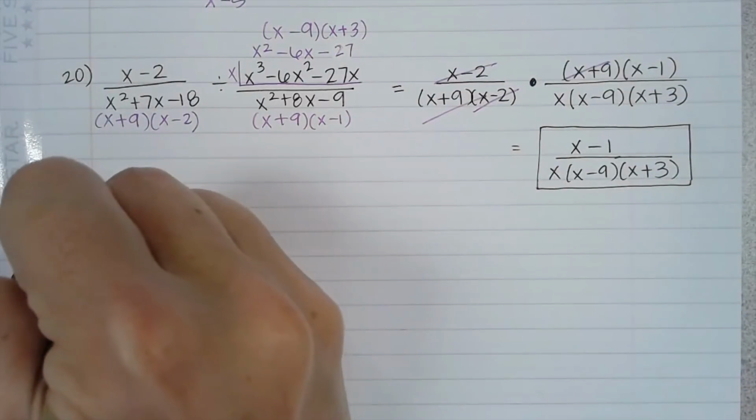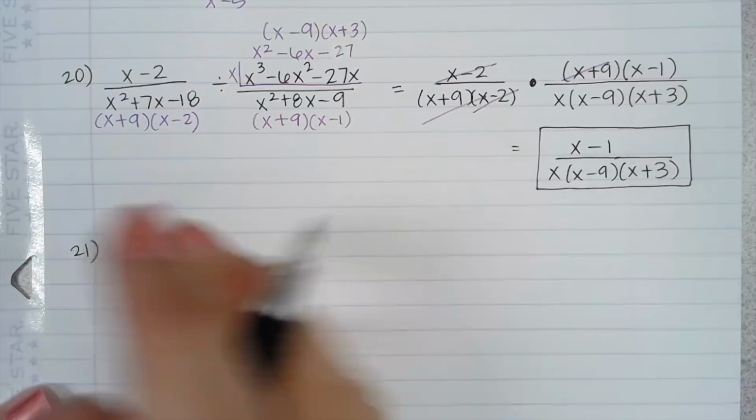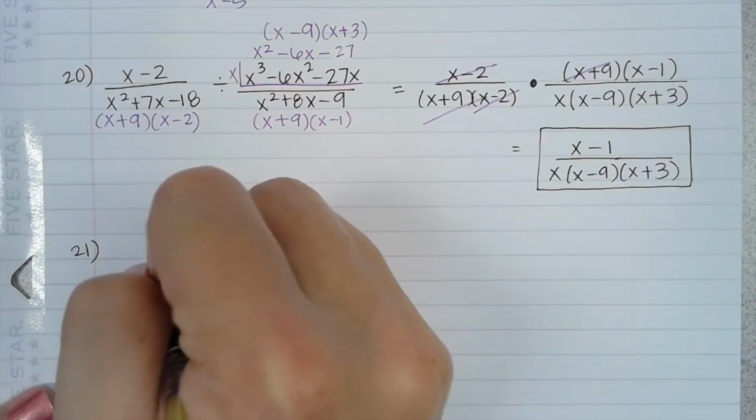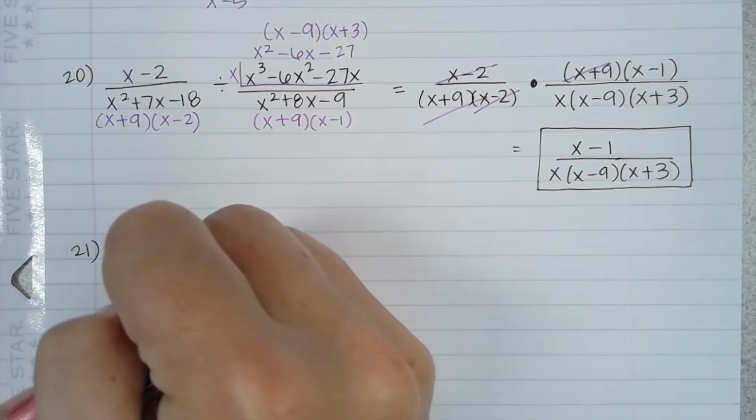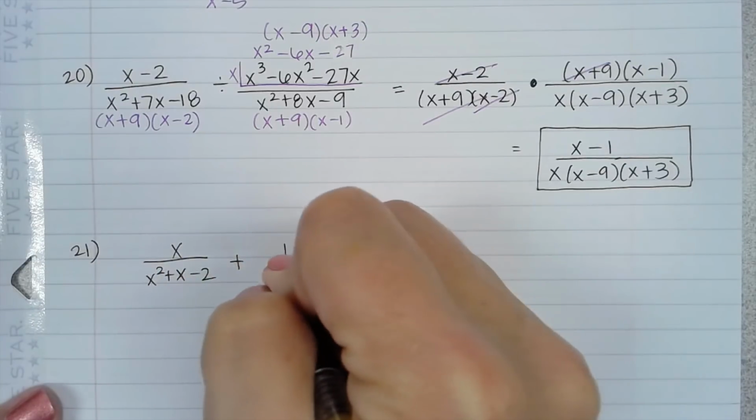On question 21, we start a section of adding and subtracting. It says perform the indicated operation. So there's still going to be factoring involved in this one. This first one's an addition question.